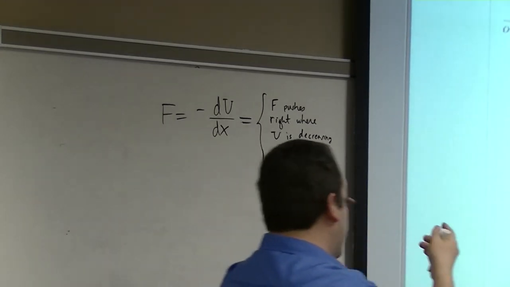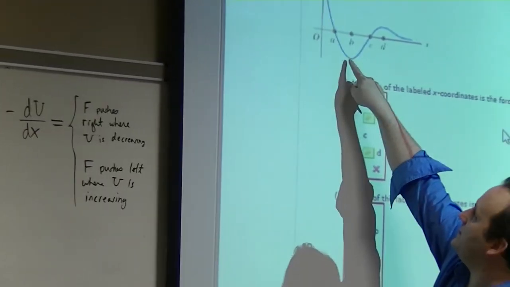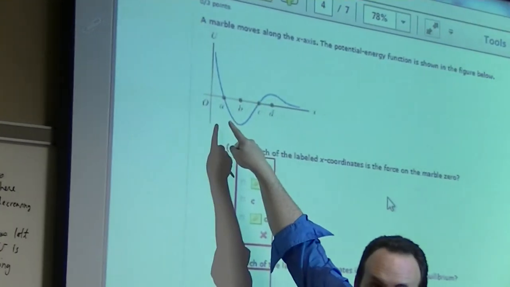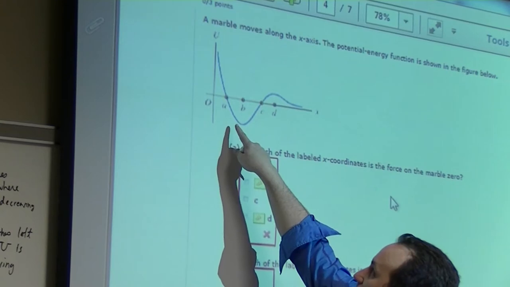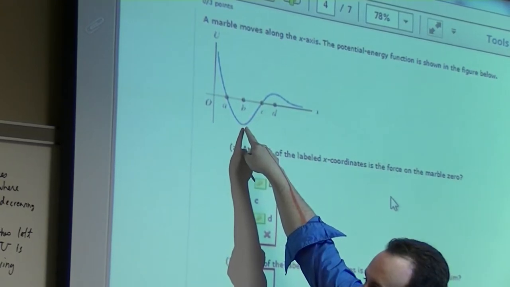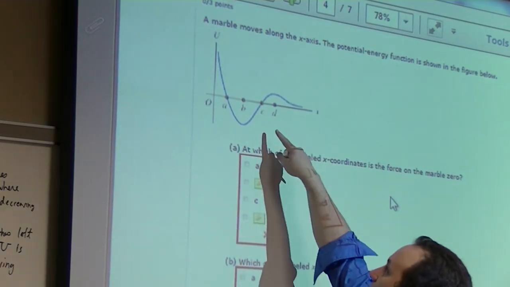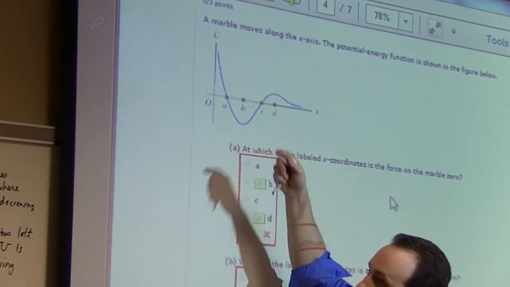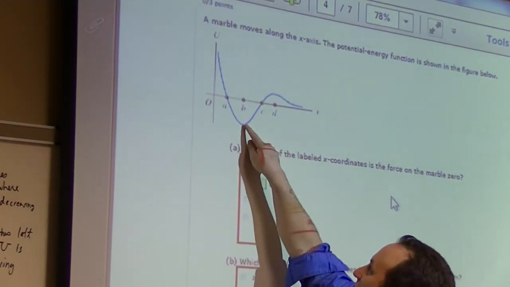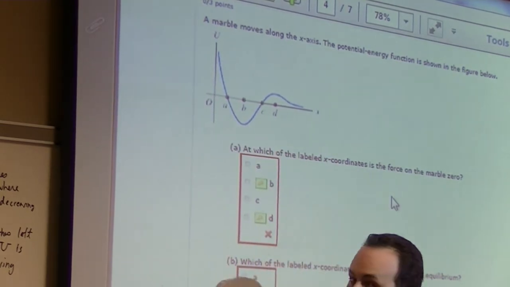So think about such a point here. If I'm a little bit to the left here, my potential energy function's decreasing. What direction does the force go, to the left of the point B? It goes to the right. If you're a little bit to the right of the point B, your force pushes left. That's a stable equilibrium.